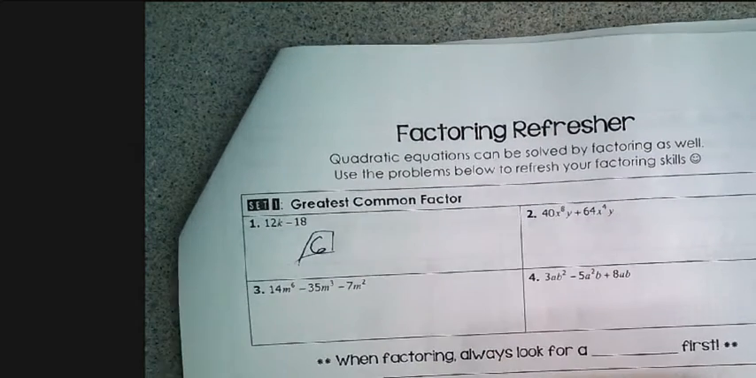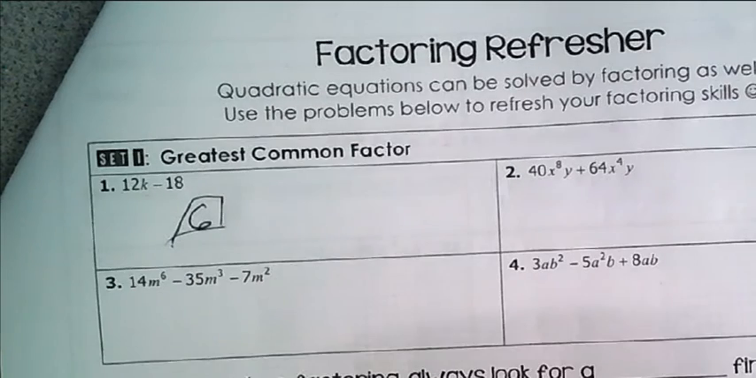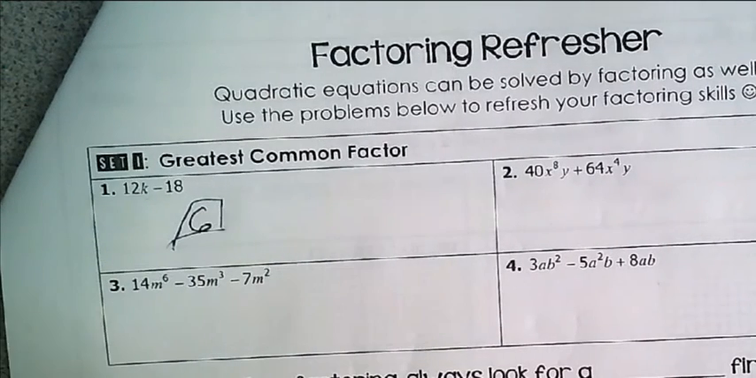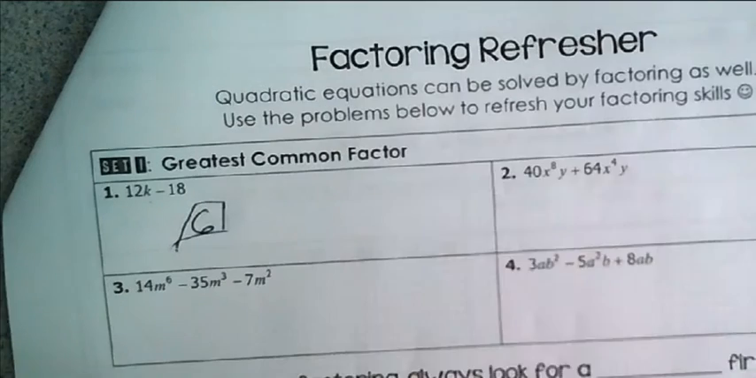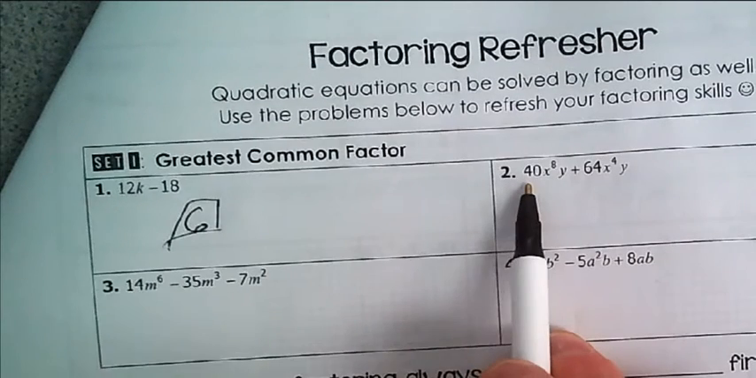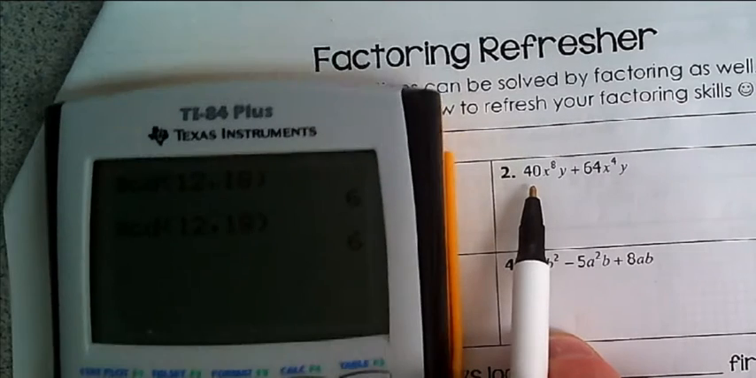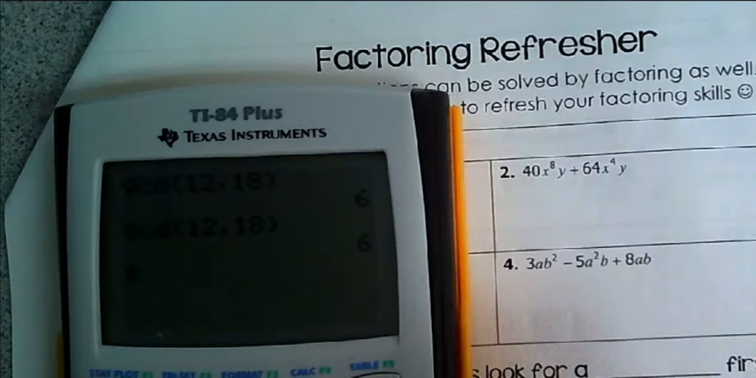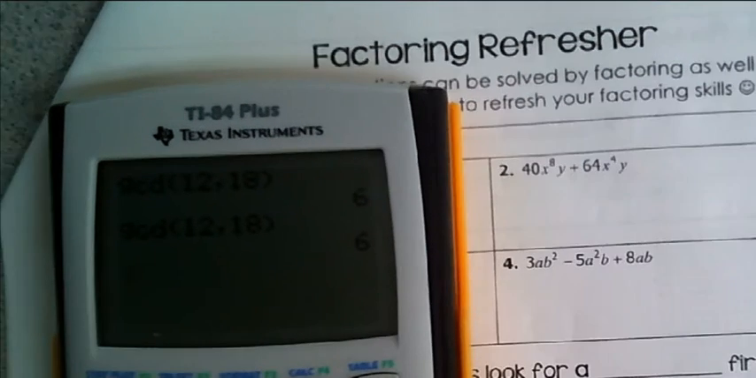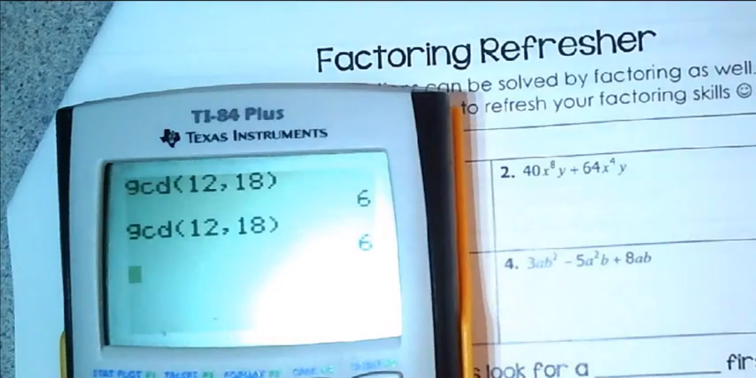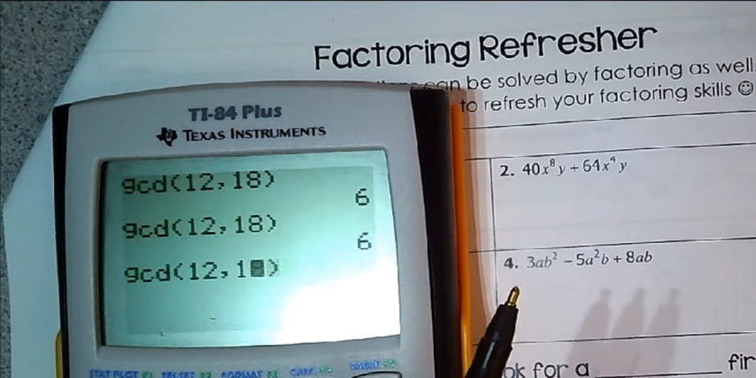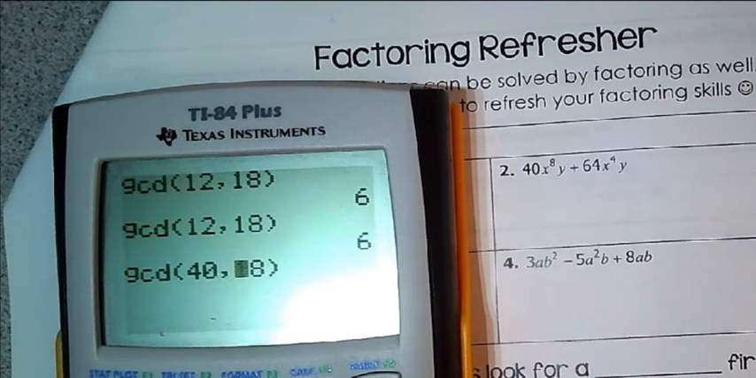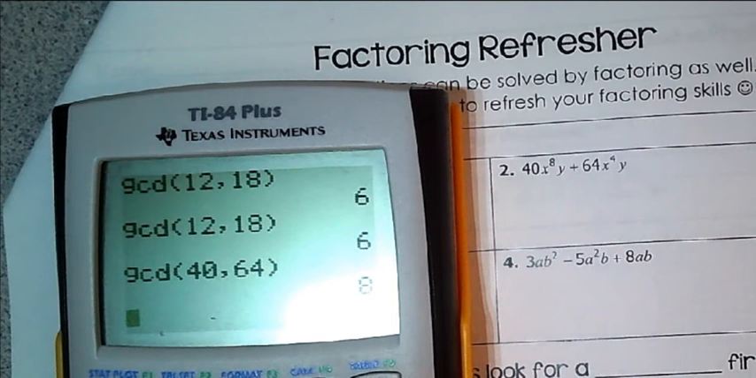Now, in number 2, we do have variables in both places, the same type of variables. We've got an X here, we've got a Y here. So let's first find the GCF of 40 and 64. Again, your calculator will not find the GCF of variables, only numerical values. Since we've already got GCD on the screen, just scroll up to GCD till it's highlighted, press enter, and then change the numbers. So 40, 64, press enter. 8. So our greatest common factor of the numerical values is 8.